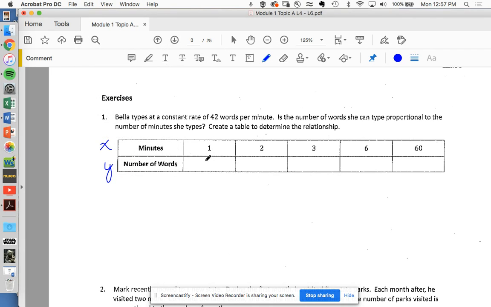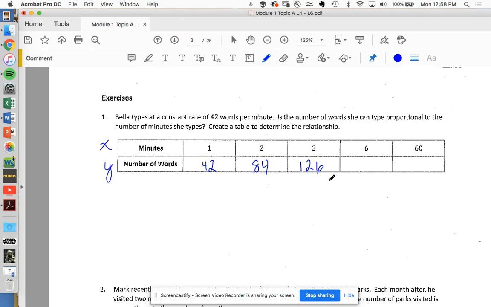If she typed for 1 minute, how many words can you expect her to type? 42. If she typed for 2 minutes, how many words can you expect? 84. Now, 3 gets a little tougher. 3 times 40, what's 3 times 4? 12, but there's a 0, so it's 120. What is 3 times 2? 6. So 120 plus 6 is 126.